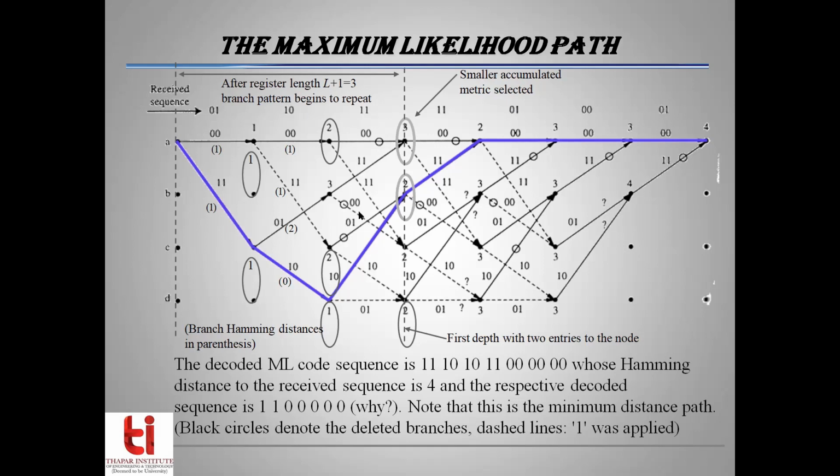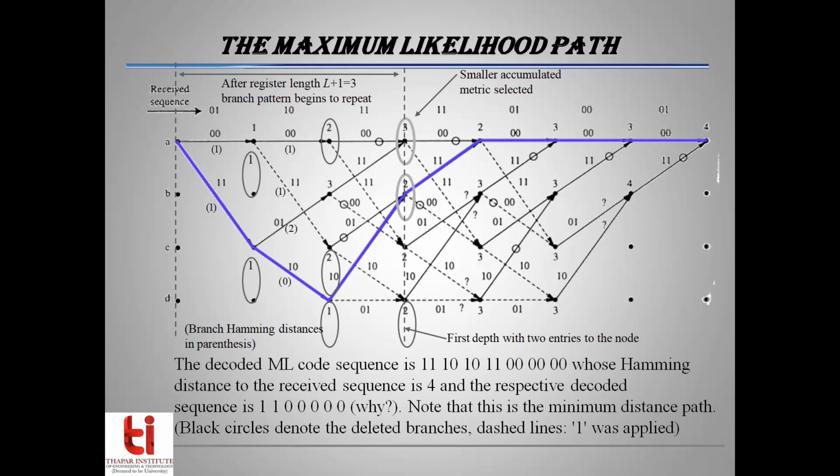So from looking at this trellis diagram, and if I extend my discussion on the survivor and non-survivor path, taking the example of traversing between particular cities, we can see here that if we know that starting from this city and coming to another city takes the minimum amount of time, we can eliminate other possibilities. So the decoded maximum likelihood code sequence is 11101011000000.